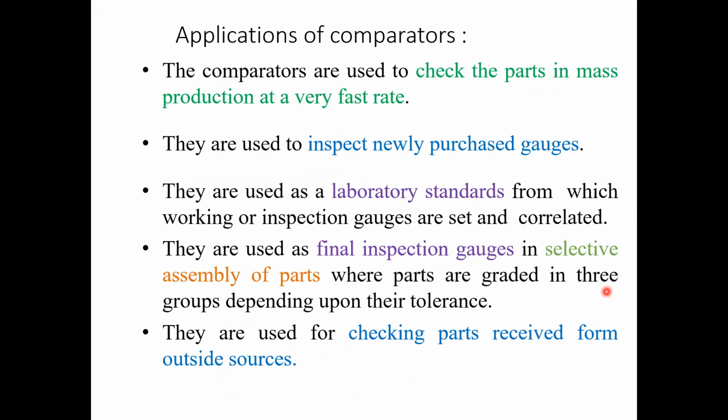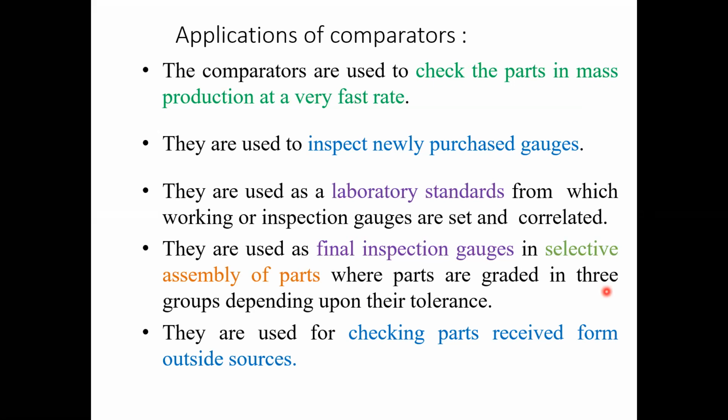What are the applications of comparators? Comparators are used to check parts in mass production at a very fast rate, and they are used to inspect newly purchased gauges. Different gauges are also inspected using these comparators. They are used as laboratory standards, in order to check working and inspection gauges, to inspect them, and to set and correlate them.